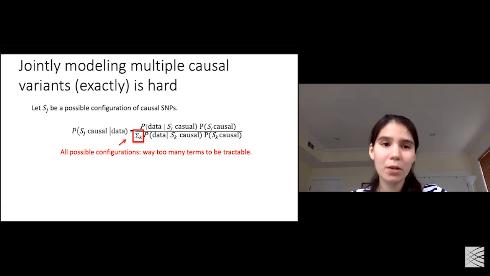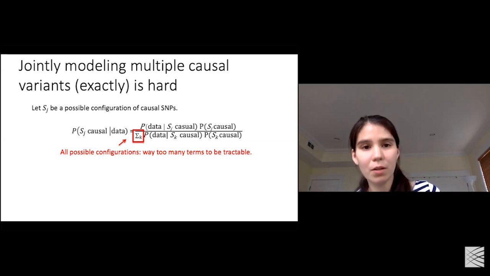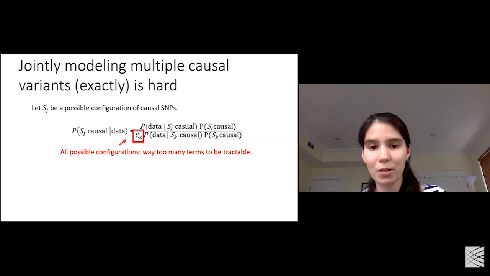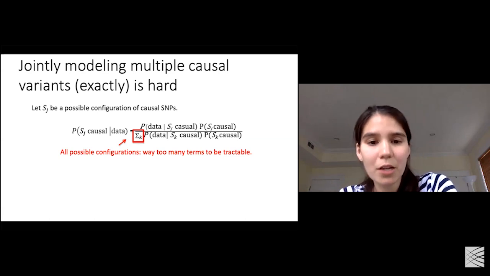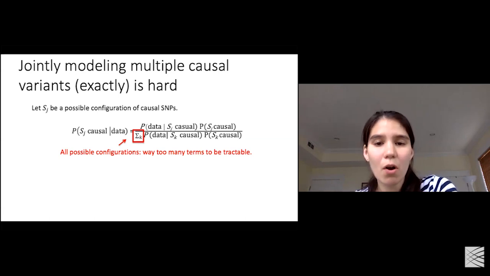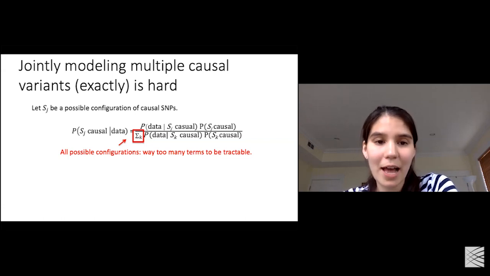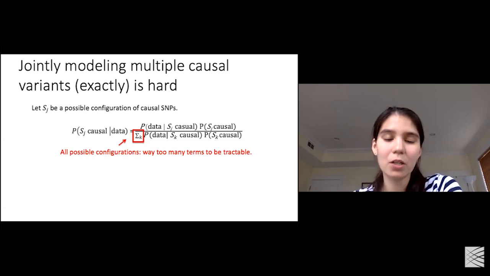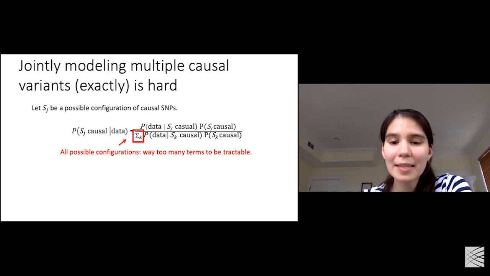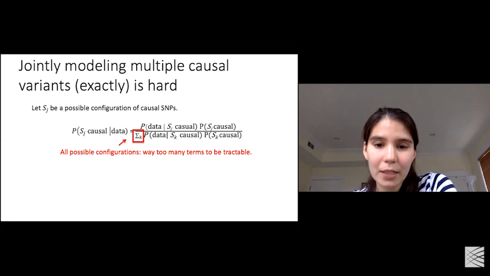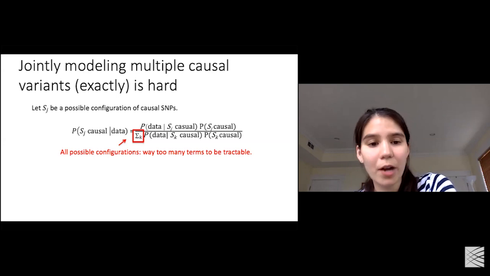But now, what's the space of all things that could possibly happen? Well, variant 1 could be causal, or variants 1 and 2 could be causal, or variants 1, 3, and 10 could be causal. So if you naively apply Bayes' rule, you're summing over all possible configurations of causal variants, and that's 2 to the size of the locus. For a typical locus, that's way too many terms to be tractable.